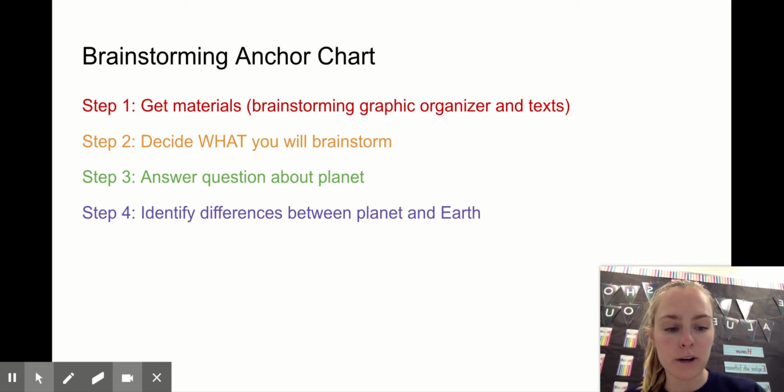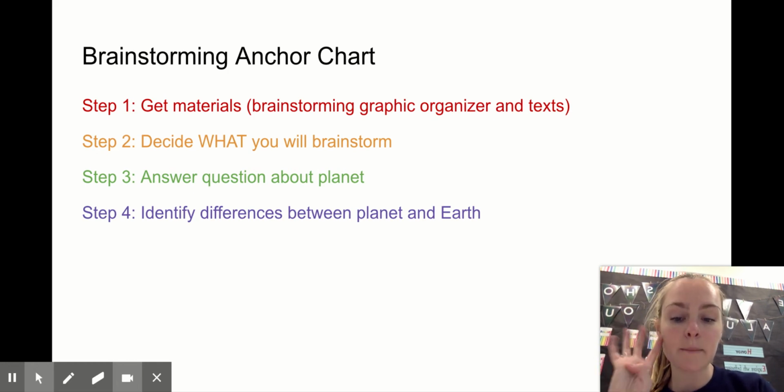Step 2 is to decide what you will brainstorm. What planet are you going to be brainstorming today? So that is step 2. You're picking your planet. Step 3 is you're going to be answering a question about the planet that you chose. You're going to answer a question about your planet. So that is step 3.